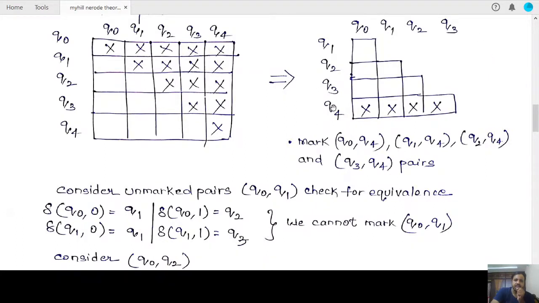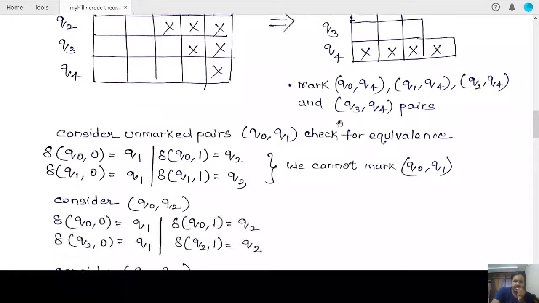So anyway, Q0 Q4 or Q4 Q0 both are same, right? So likewise, we are marking this entire Q4 with a cross. Why? Because it is a final state. Okay. So that's it up to this part.